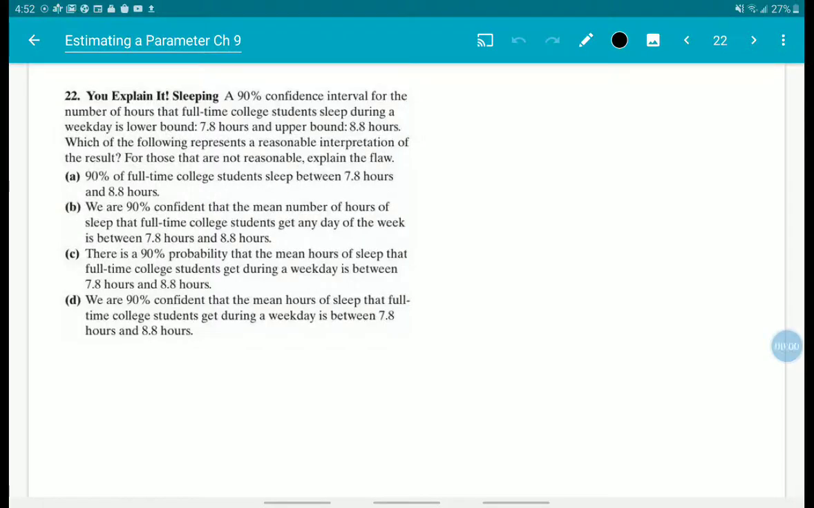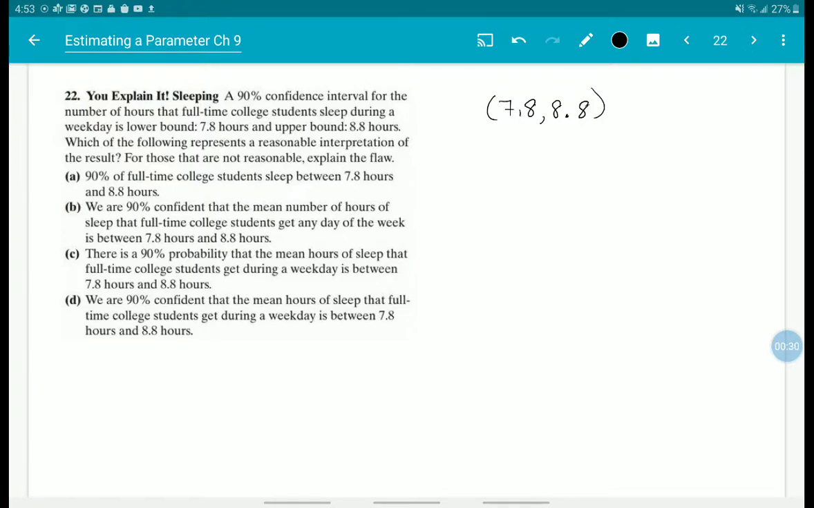I want to look at a few more examples. The next example is really talking about interpretations of the confidence interval. So in 22, a 90% confidence interval for the number of hours that full-time college students sleep during a weekday is, and it's given us the lower bound of 7.8 and the upper bound of 8.8. Which of the following represents a reasonable interpretation for the result?